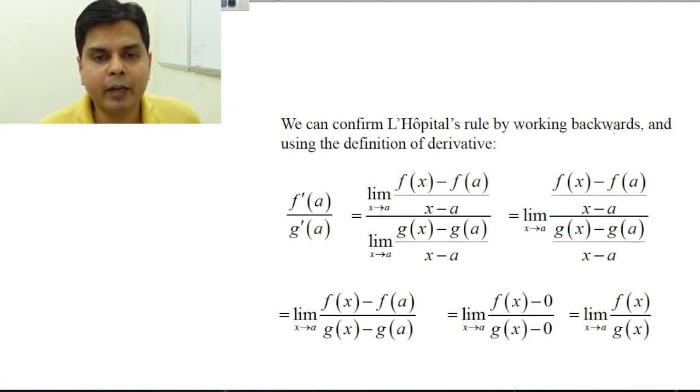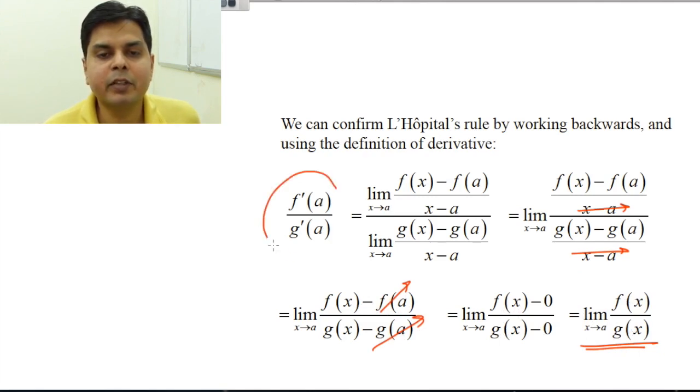L'Hopital rule by working backwards. You see f prime a by g prime a, what will that be? f prime a is limit x tends to a of (f(x) minus f(a)) divided by (x minus a). This is the definition of f prime a, and similarly this is the definition of g prime a. So this is limit x tends to a, (f(x) minus f(a)) by (x minus a), divided by (g(x) minus g(a)) by (x minus a). I will cancel out x minus a in numerator and denominator and I will get this. Now f(a) is 0, g(a) is 0, so this is (f(x) minus 0) by (g(x) minus 0). So this is the same as limit x tends to a, f(x) by g(x), which is the same as f prime a by g prime a.